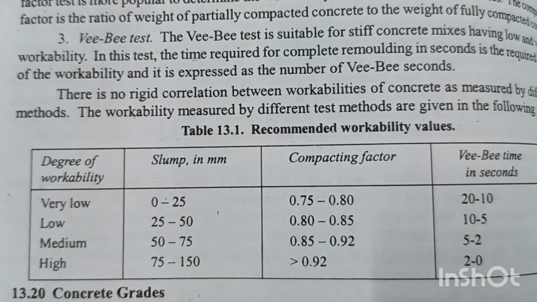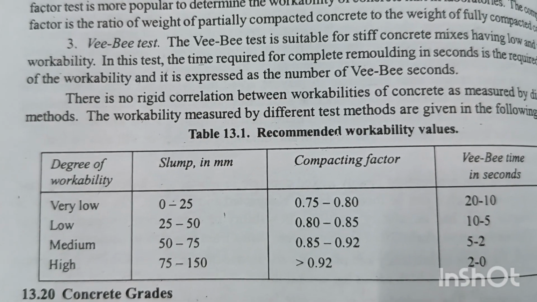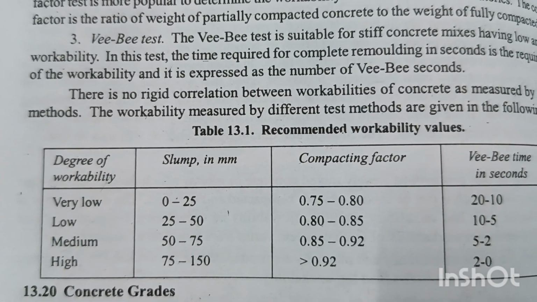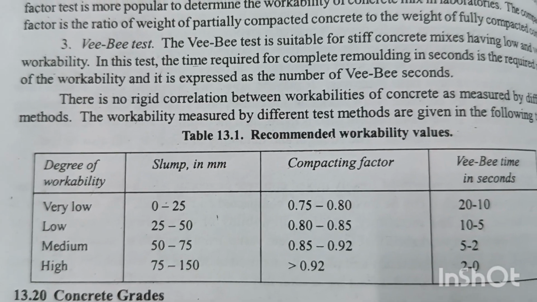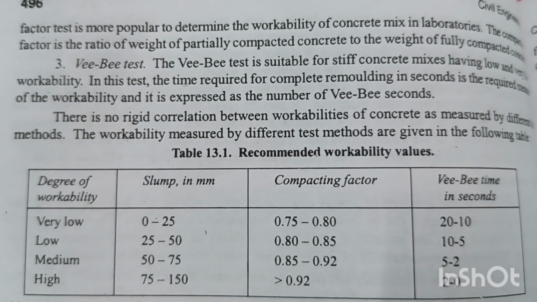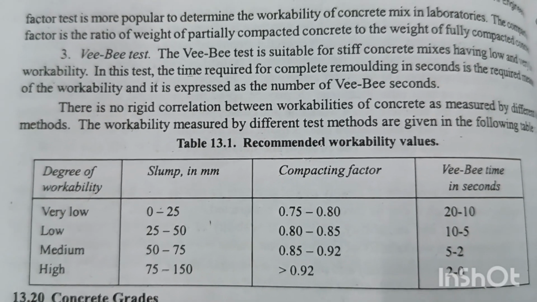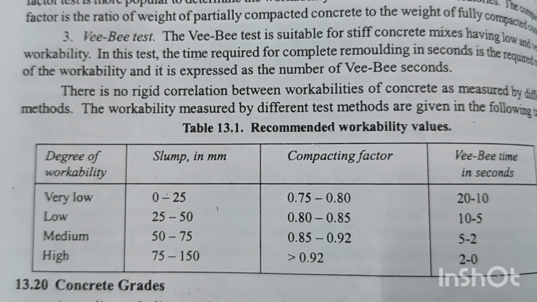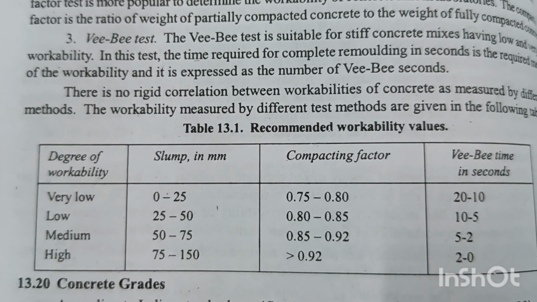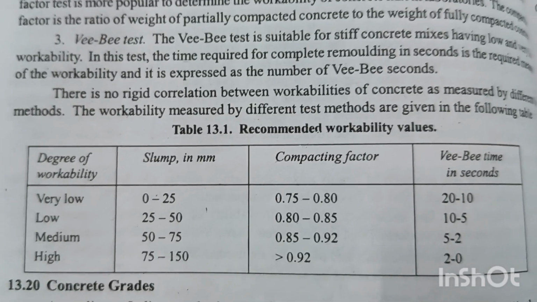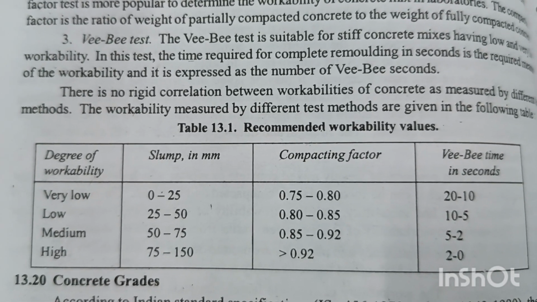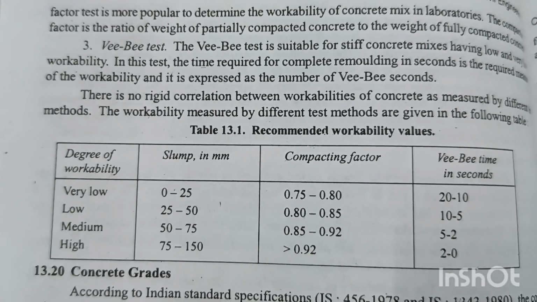Degree of workability very low, where slump in mm is 0 to 25 mm, compacting factor 0.75 to 0.80 and VB time in seconds 20 to 10 seconds. Degree of workability low is the slump value in mm is 25 to 50 mm, compacting factor value 0.80 to 0.85 and VB time in seconds 10 to 5 seconds.